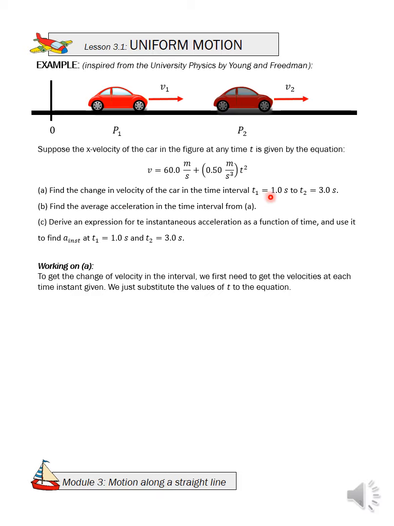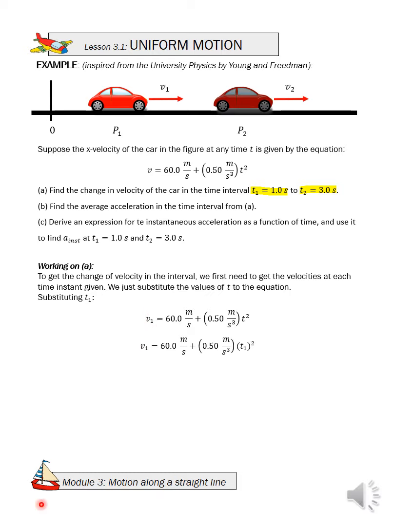Since A is asking us for the change in velocity of the car, all we have to do is to solve for the velocity at, let me get the highlighter again. All we have to do is get the velocity at this time, which is t1, 1 second, and at this time, 3 seconds, or t2. So all we have to do is substitute those values into our equation. Let's first do t1. This is the expression describing your v, and since we are looking for the first velocity, we denote it as v1.